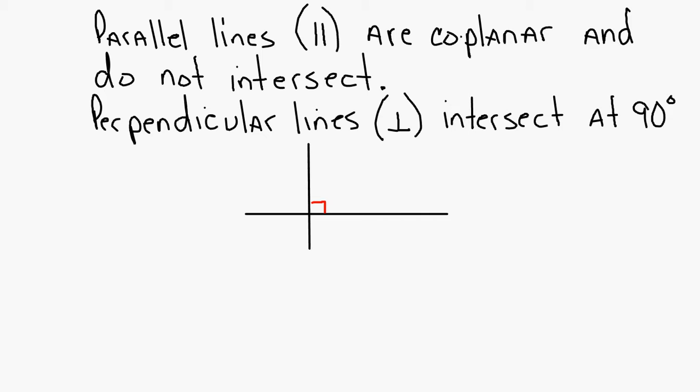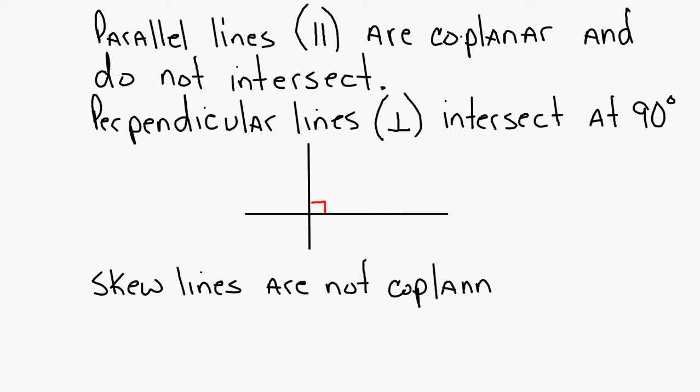Skew lines are not coplanar. That means they're not in the same plane. Skew lines are not coplanar and do not intersect.